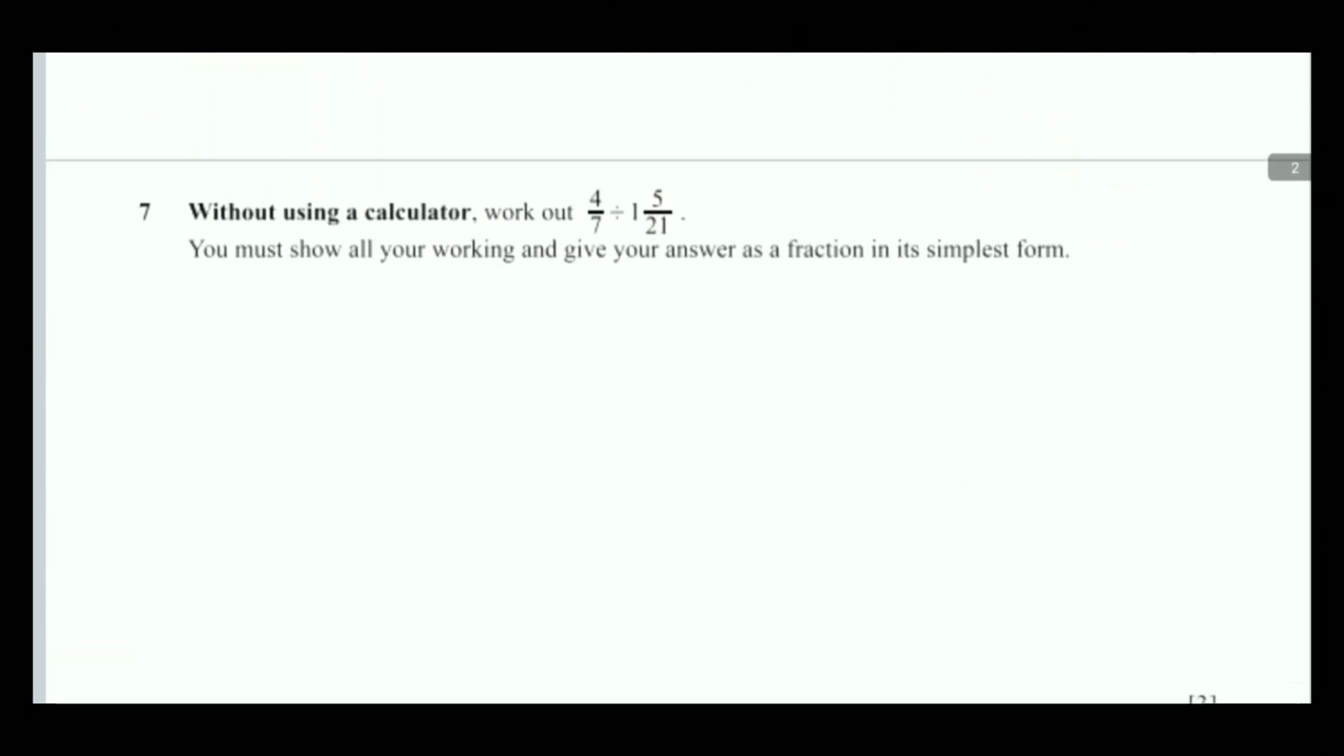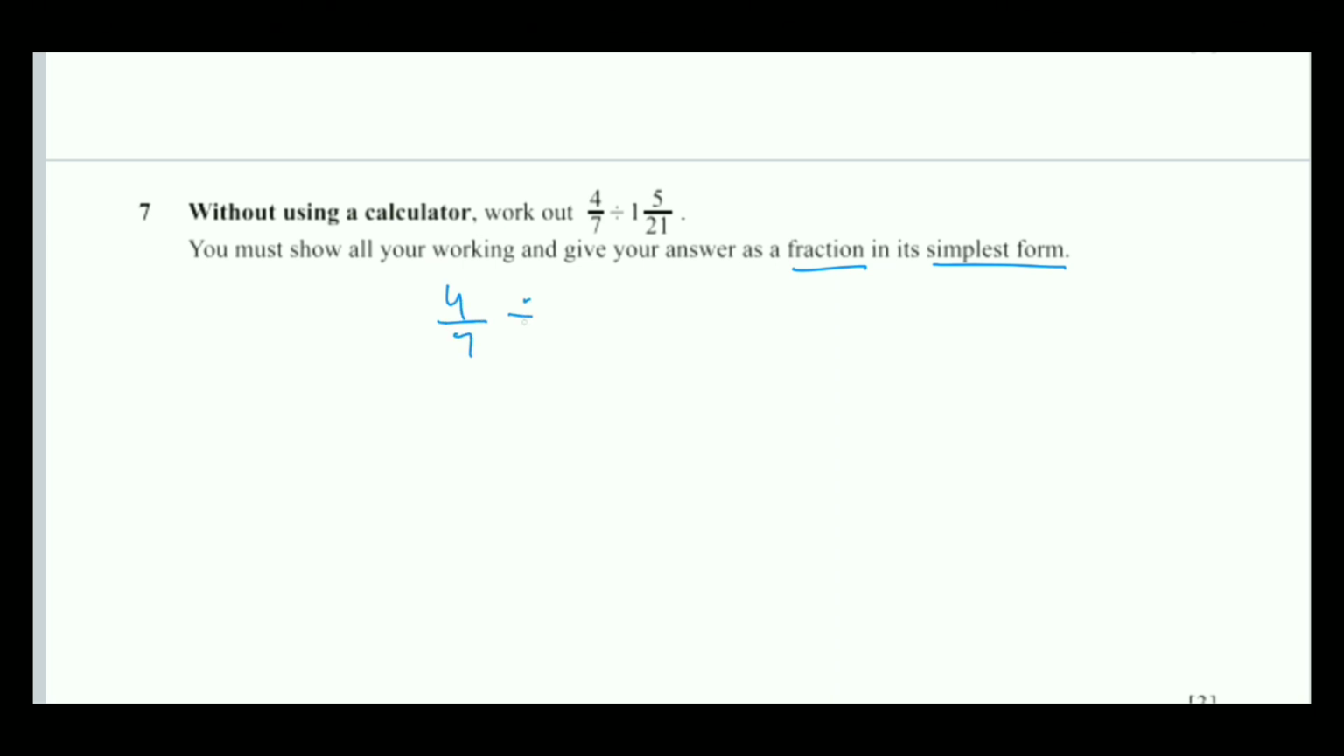Okay. Without using a calculator, work out 4/7 divided by 1 whole 5/21. So a calculator is not allowed in this question. You must show all your working and give your answer as a fraction in its simplest form. This is a question of fractions. So how will you solve it?